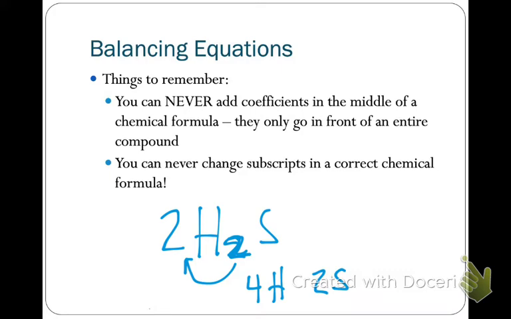All right, let's think about that again. If I have a 2 right here and I put a coefficient in front, those multiply together to give me 4 total hydrogens. And I have a 1 right there, right? We assume there's a 1 right there. That means I have 2 total sulfurs. Okay.